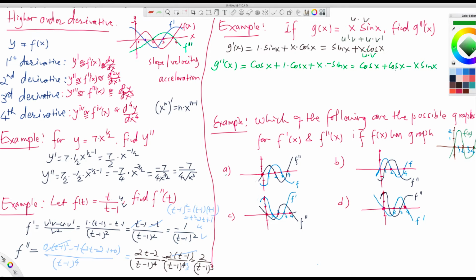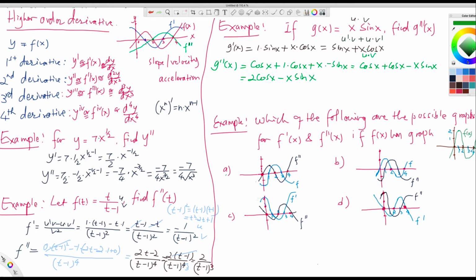So how much is that then? So you get cosine x plus cosine x is 2 cosine x, right? So let me write one more simplified form: 2 cosine of x minus x sine x, okay?